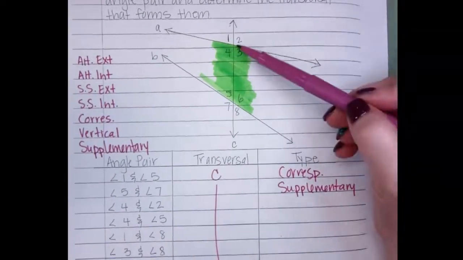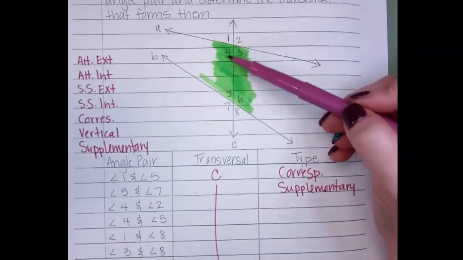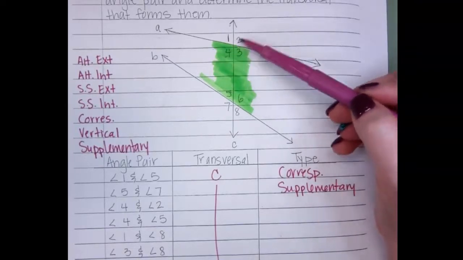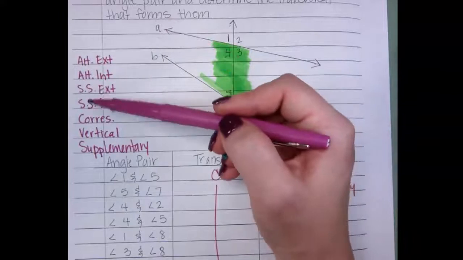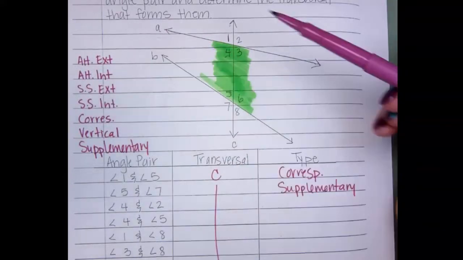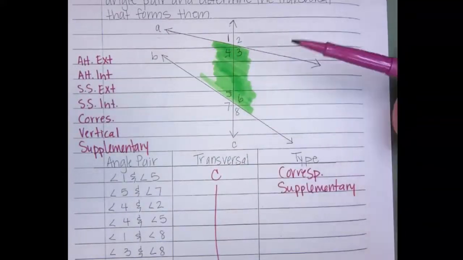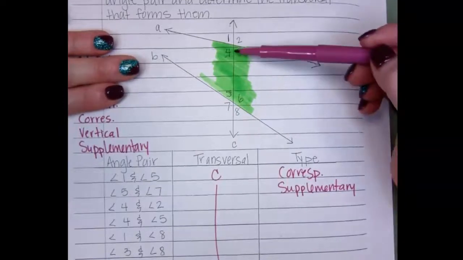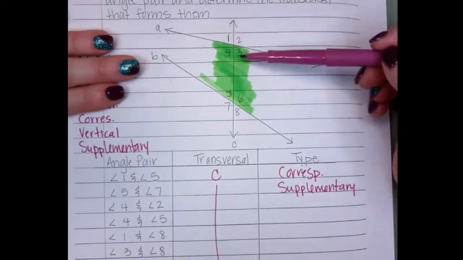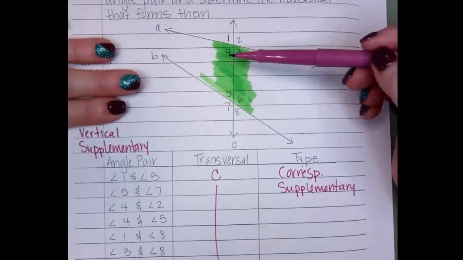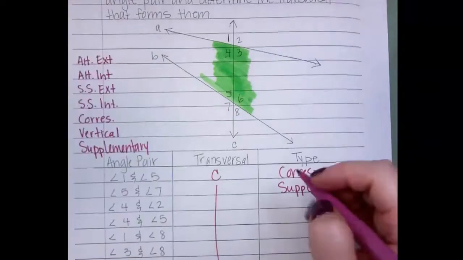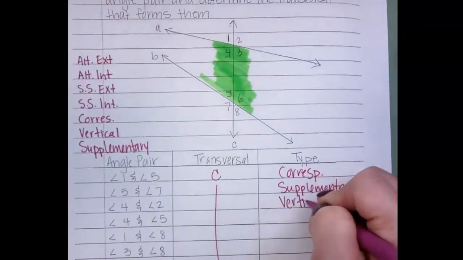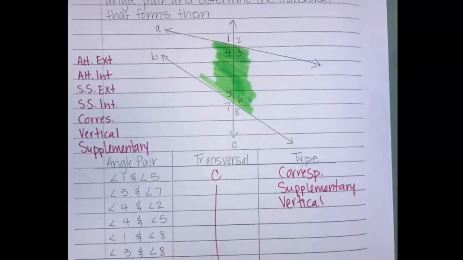4 and 2. Well, they're not both green, so they're not both interior. And they're not both white, so they're not both exterior. So I can't do any of those. They're not both in the same position. So I have vertical and supplementary. 4 and 2 are vertical. I'm going to do a few more and then I'll let you try a few.